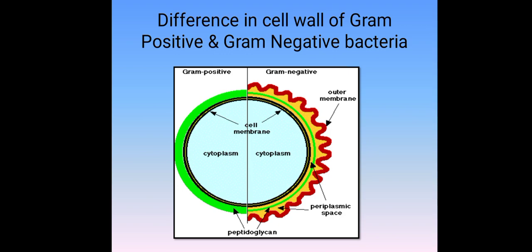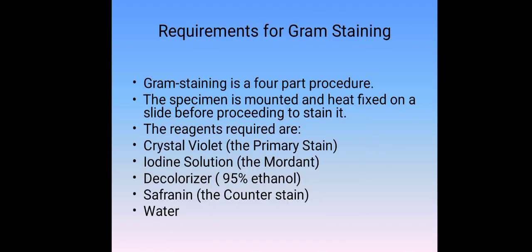Within the Gram negative bacteria, no doubt this green line is observed, but it is very thin, meaning the amount of peptidoglycan present within the Gram negative bacteria is very small as compared to that of the Gram positive bacteria. An extra outer membrane in the form of a lipid bilayer is also observed within the Gram negative bacteria, which is completely absent in Gram positive bacteria.